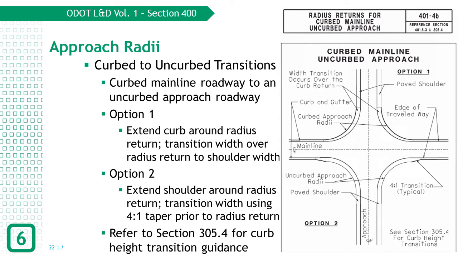Figure 401-4B offers guidance on how to transition between uncurbed approaches and curbed main lines. 2 options are available. Option 1 is to extend the curb around the radius return and transition the change in width over the radius return. Option 2 wraps the uncurbed paved shoulder around the intersection radius until it is tangent to the main line and transition the change in width using a 4-to-1 taper rate prior to the radius return. Transition the height of the curb using section 305.4 to avoid a vertical snag point.